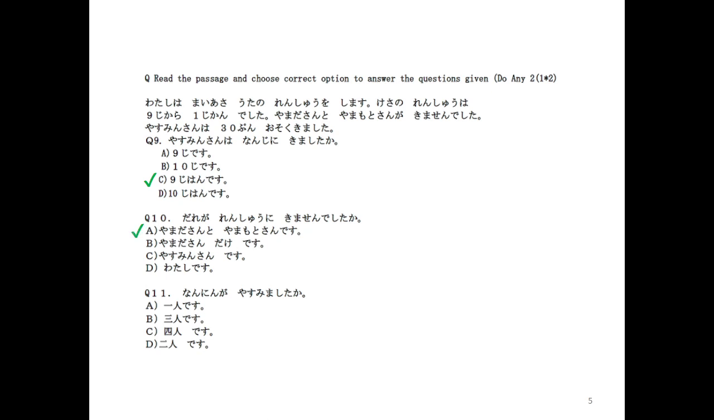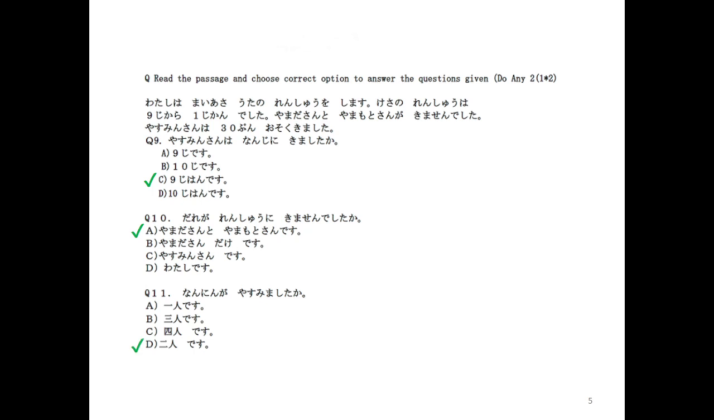Next, let us see question number 11. How many people were absent? A is 1, B is 3, C is 4, and D is 2. As you saw in the previous question, only 2 of them were absent, that is Yamada-san and Yamamoto-san. So the correct answer is option D.